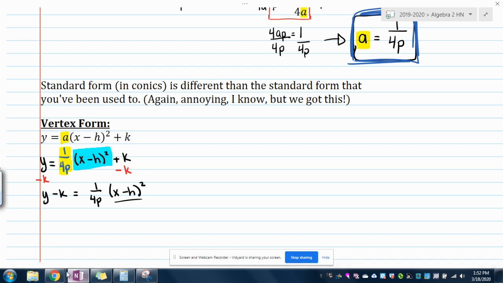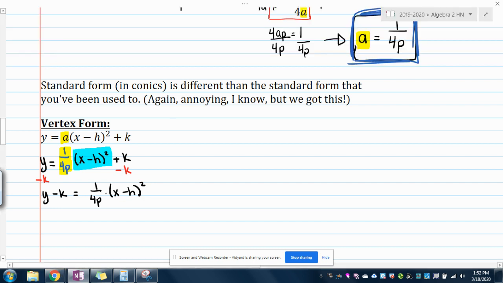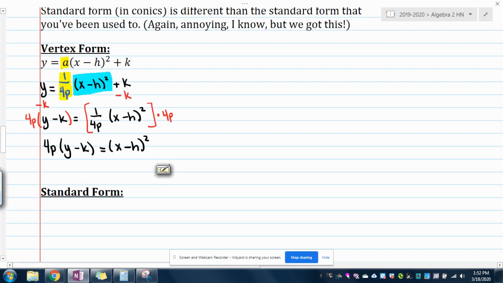I still want to isolate that, so I'm going to multiply it by 4p to get rid of that 1 over 4p. And then I get 4p times y minus k equals x minus h squared. That, ladies and gents, is your standard form.